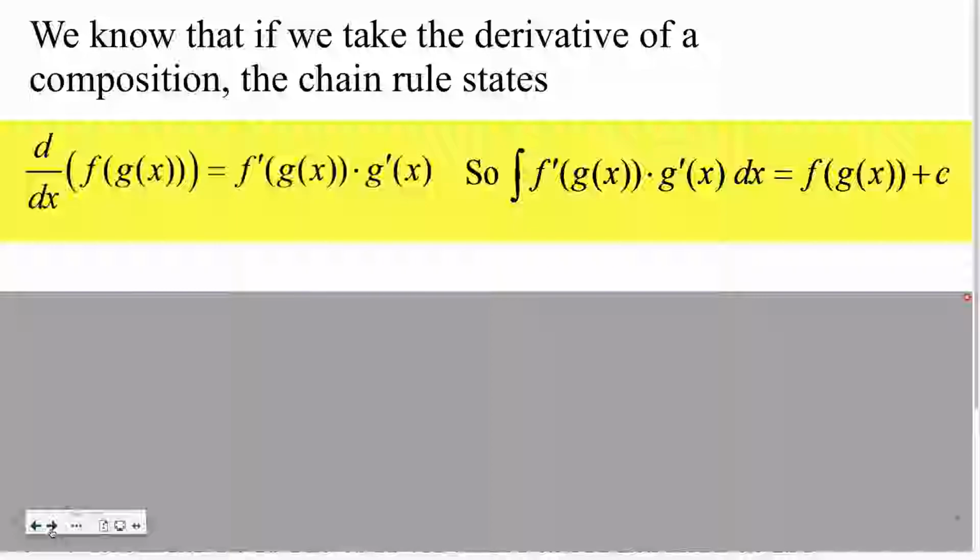So U substitution is kind of a way for us to do the chain rule backwards. Okay, let's recall what the chain rule is. If we have the derivative of a composition, then we take the derivative of the outside, leave the inside alone, times the derivative of the inside, right? So, based on our antiderivative knowledge, if we have this perfect setup of f prime of g times g prime, then its antiderivative would be that composition.